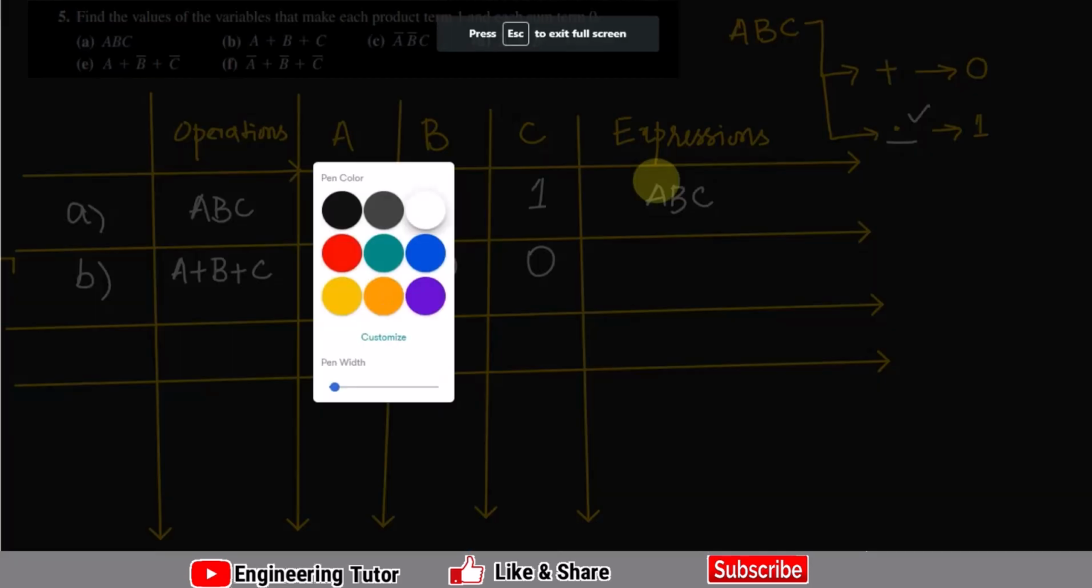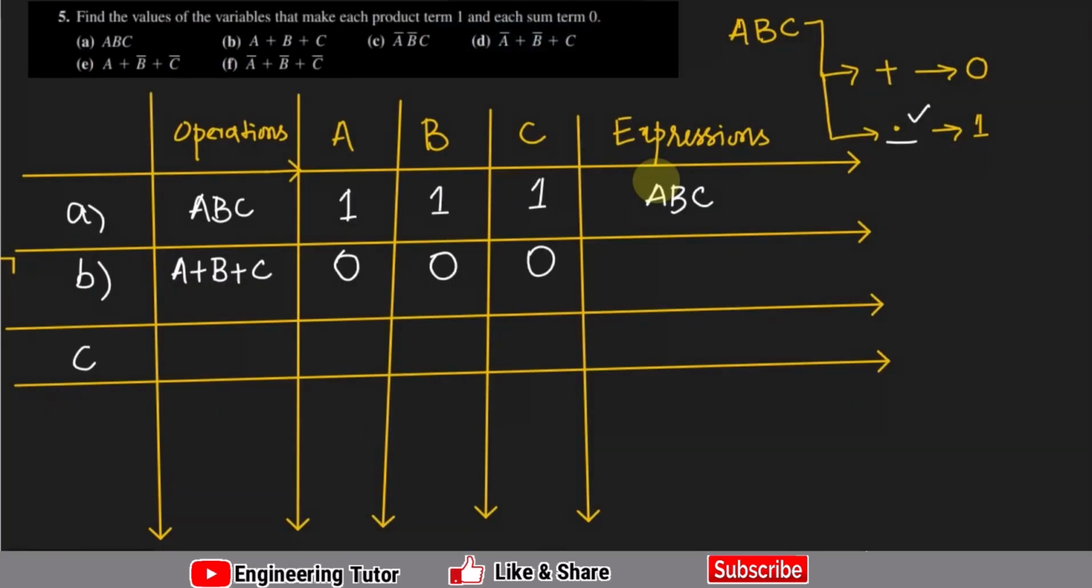So part C here is A prime, B prime and C, and in order to make this expression give me 1, because all the operations here are multiplication, it should be 0 0 1 here. Okay, similarly for D here we have A prime plus B prime plus C.